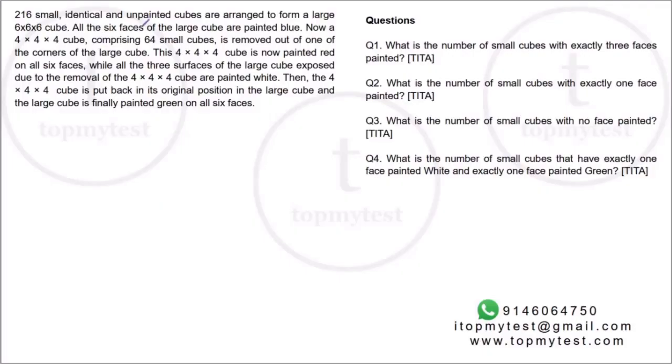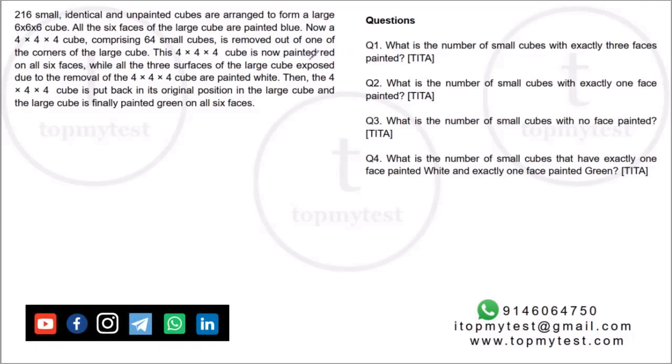216 small, identical and unpainted cubes are arranged to form a large 6x6x6 cube. All the 6 faces of the large cube are painted blue. Now a 4x4x4 cube comprising 64 small cubes is removed from one of the corners of the large cube. This 4x4x4 cube is now painted red on all the 6 faces, while all the 3 surfaces of the large cube exposed due to the removal of the 4x4x4 are painted white. Then the 4x4x4 cube is put back in its original position in the large cube, and the large cube is finally painted green on all the 6 faces.